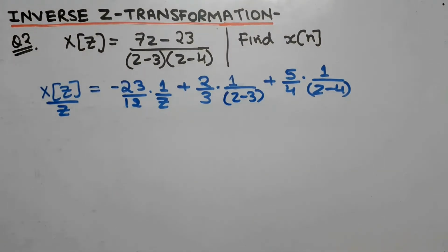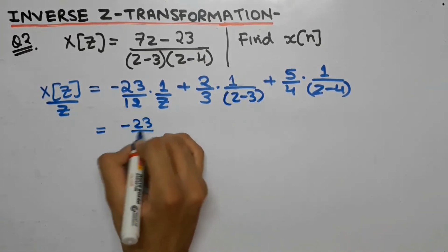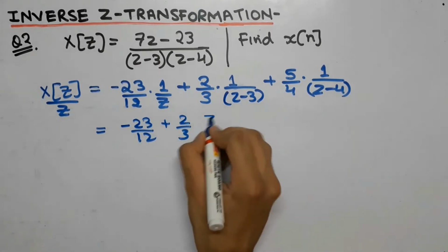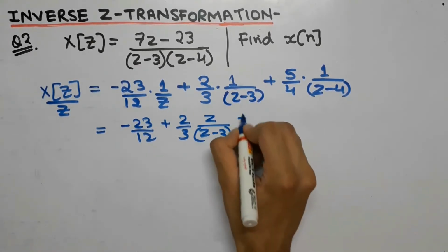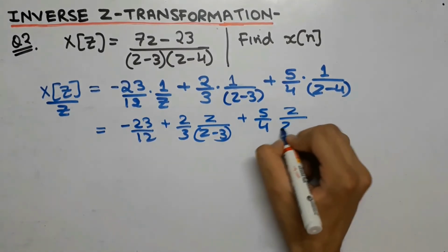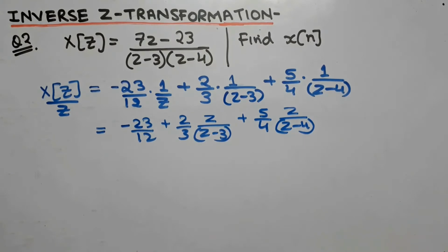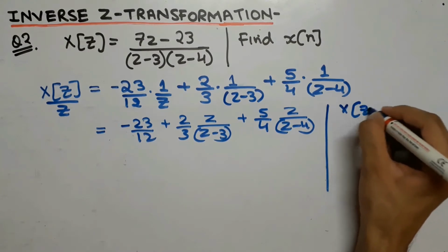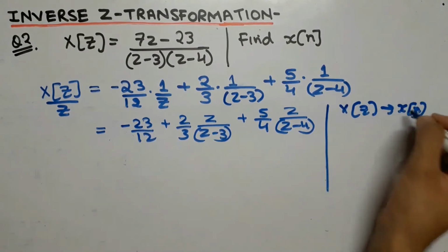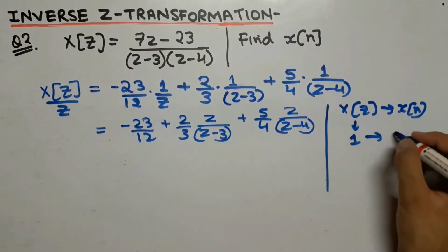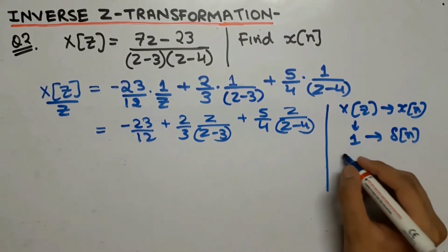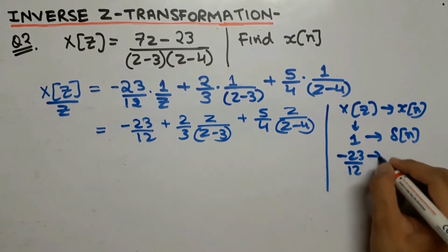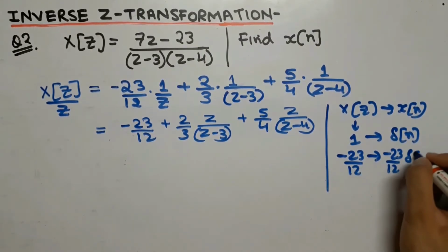Now guys, on substituting the values of a1, a2 and a3, we will get this equation. Now we will take the z onto the RHS. On doing that, we will get minus 23 by 12 plus 2 by 3 into z upon z minus 3 plus 5 by 4 into z upon z minus 4. Now we are going to use inverse z transformation formulas on this. You must remember that when we had to convert X(z) to x(n) and we had the value of X(z) as 1, we had written x(n) to be delta n. Now in this question, instead of 1, we have minus 23 by 12. So we will write minus 23 by 12 delta n.